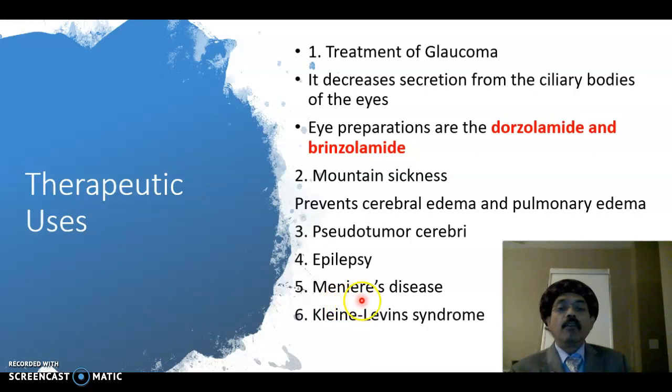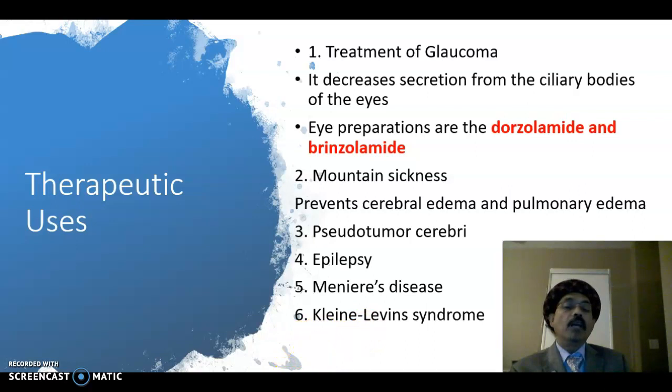It is a medication for management of Meniere's disease. Meniere's disease is a disease of the labyrinth, the internal ear. There is something wrong in the endolymphatic system of the labyrinth. There will be tinnitus, a ringing sound in the ear, vertigo, and also deafness that may be episodic, or may be continuous. That is managed by means of the carbonic anhydrase inhibitor. Klein-Levin syndrome is a psychiatric problem associated with hypersomnia, excessive sleep, plus cognitive and behavioral problems. That is managed by means of this medication.